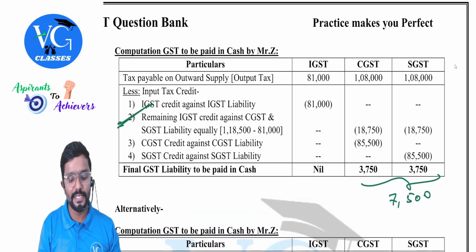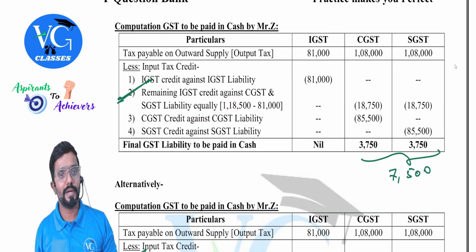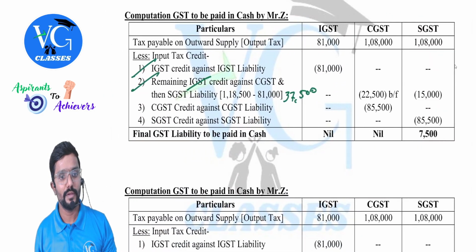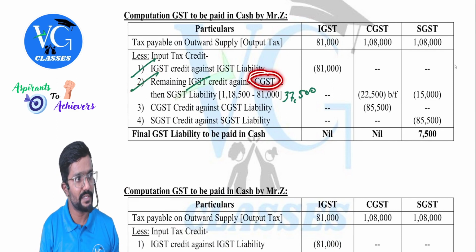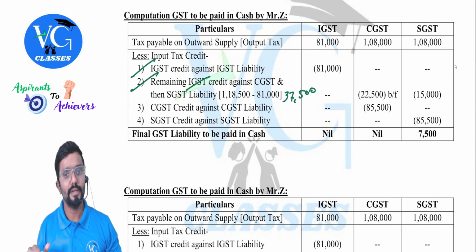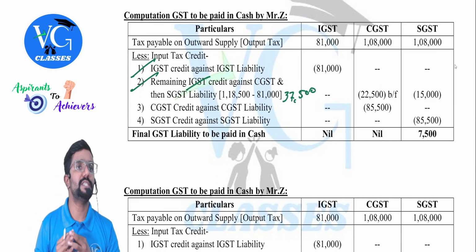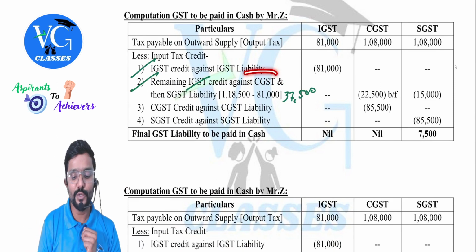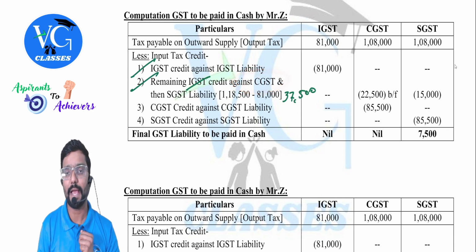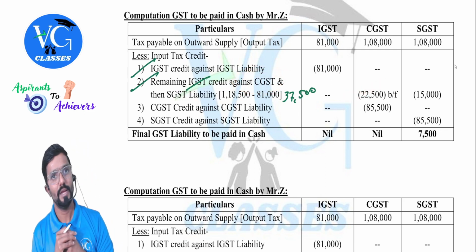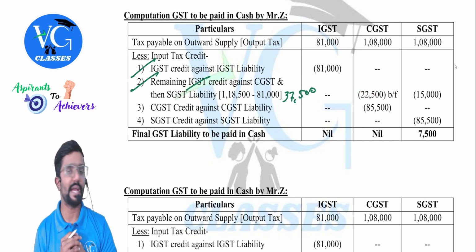You can observe here. Previously, I had used it equally. But now what am I doing? The remaining IGST credit against CGST first, however much is required, and then against SGST. Sir, how much to use against CGST? I found it out as a balancing figure.